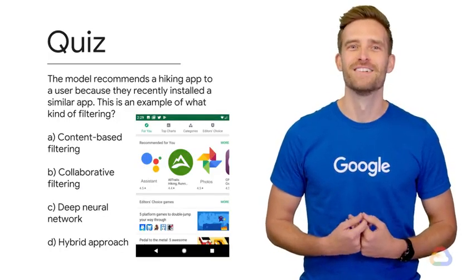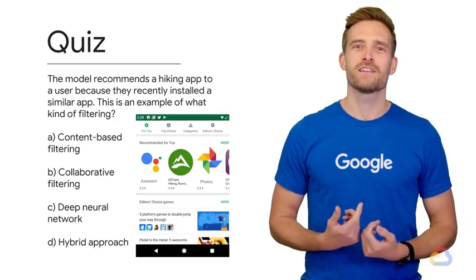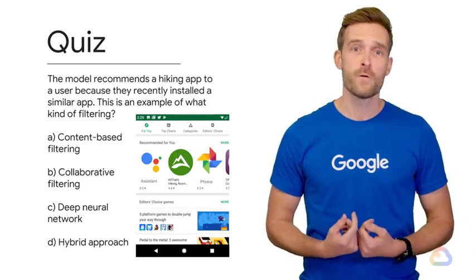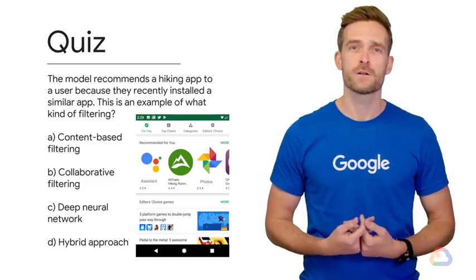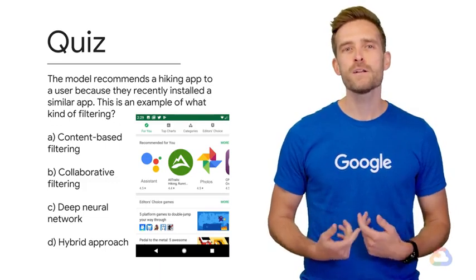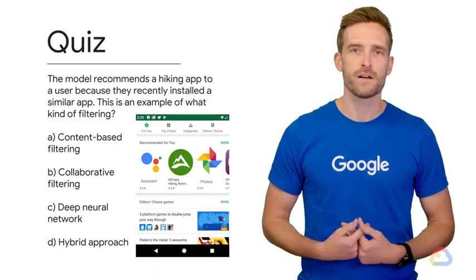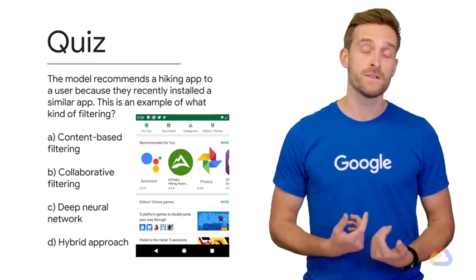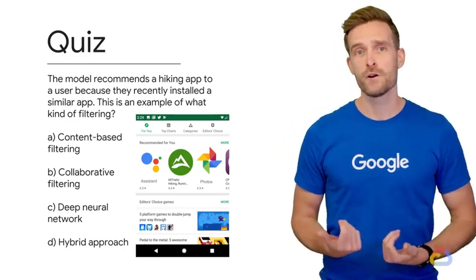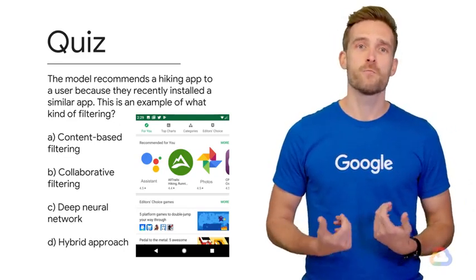Let's do a quick quiz. Suppose we have built a recommendation engine to suggest new apps from our App Store. Our model recommends a hiking app to a user because they recently installed a running app and have been using it a lot. What kind of recommendation approach is this an example of? Would it be content-based filtering, collaborative filtering, a deep neural network approach, or perhaps a hybrid of more than one of these?